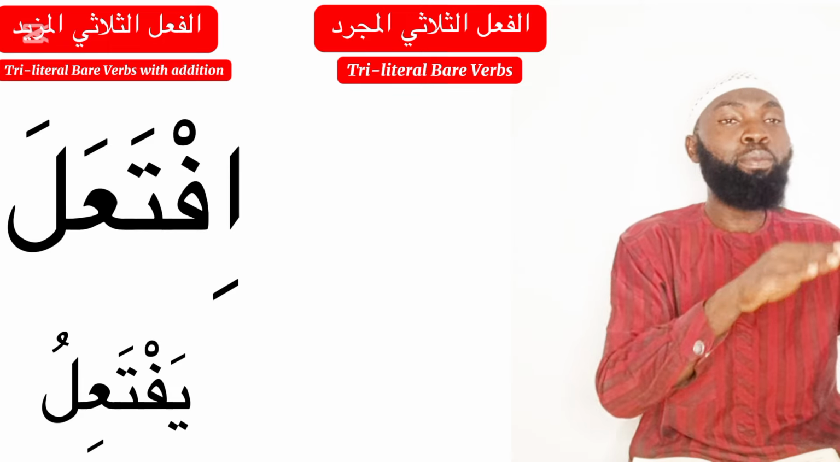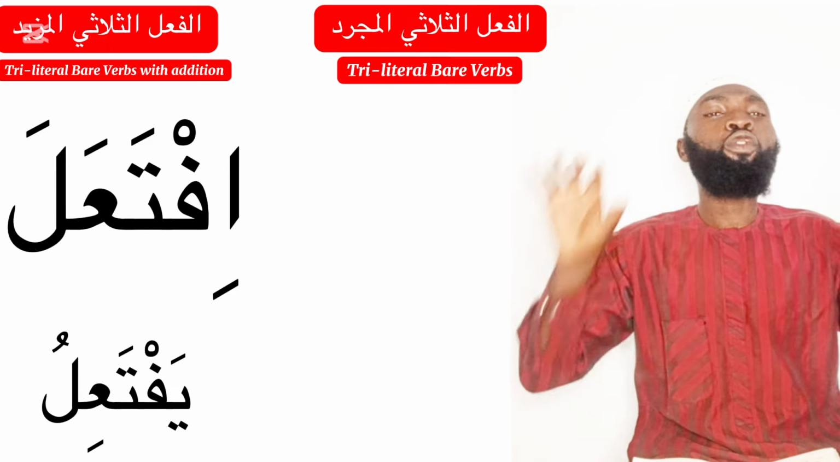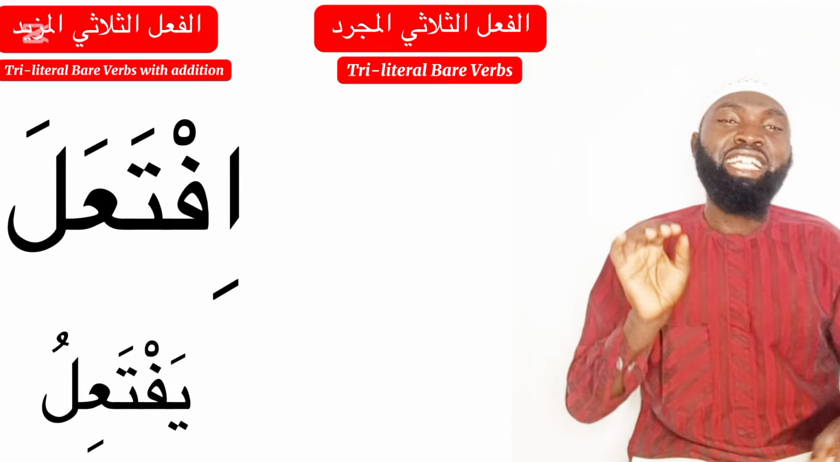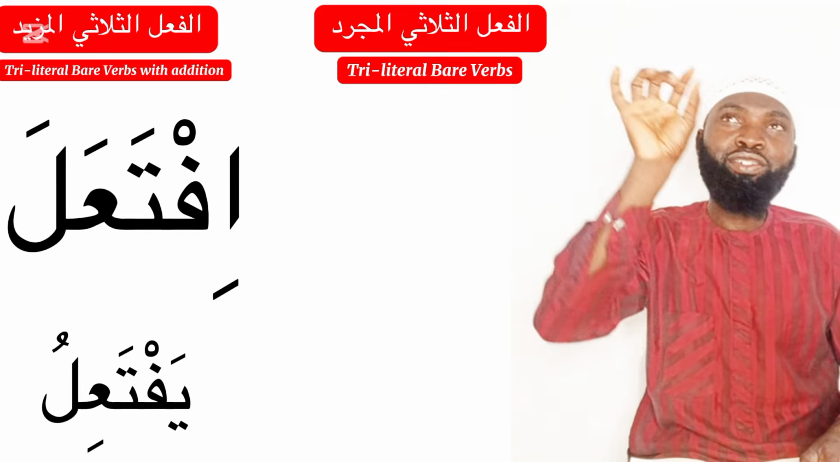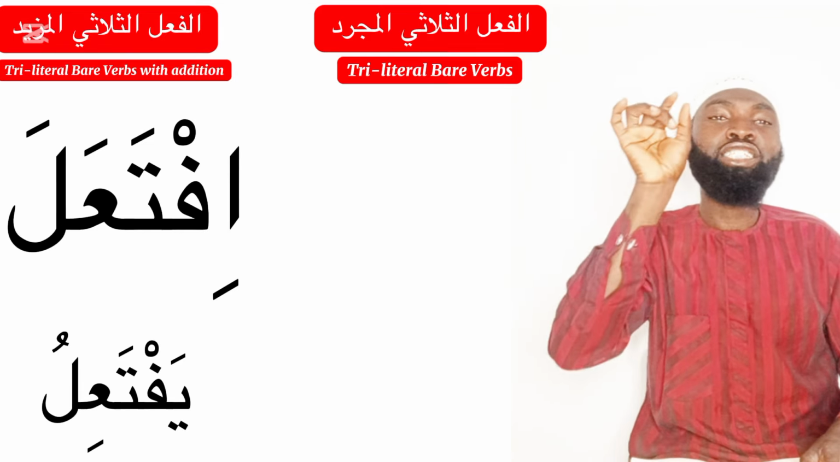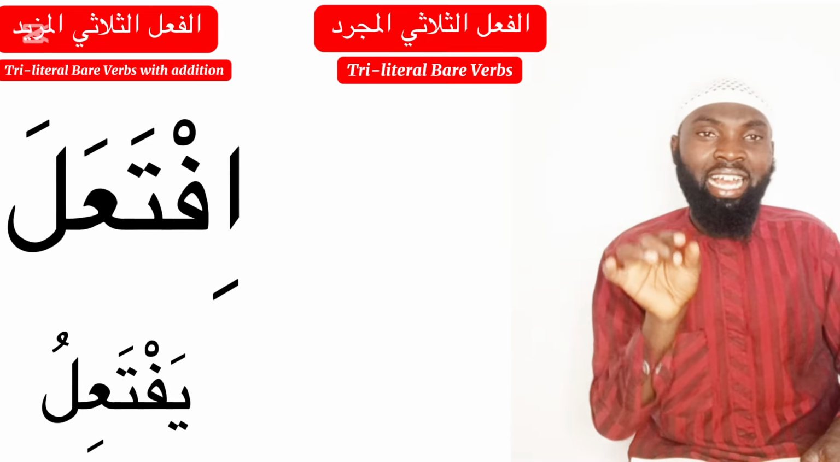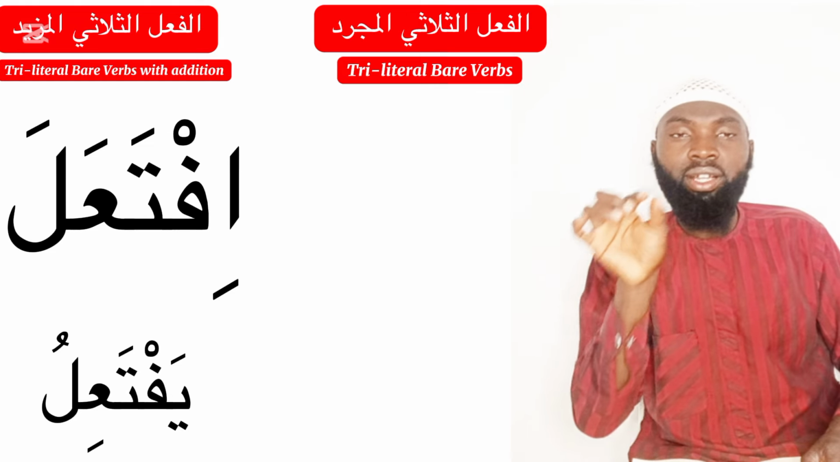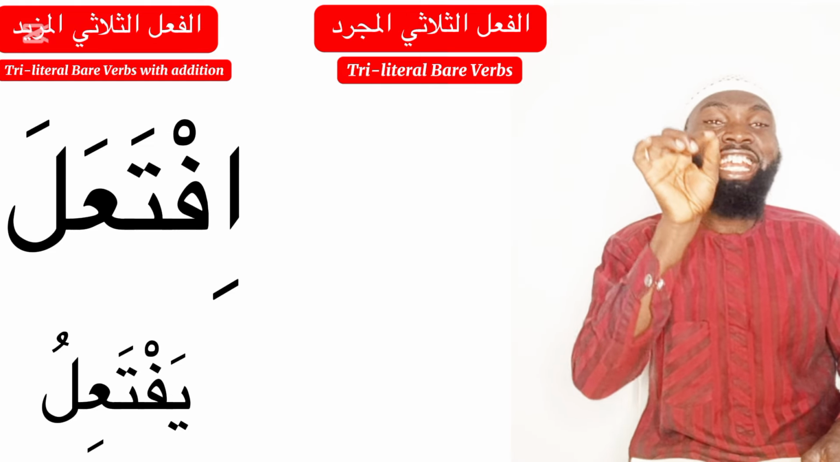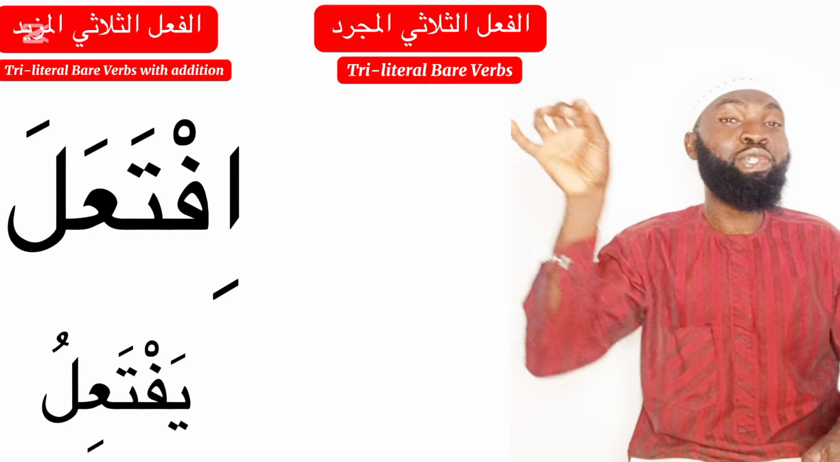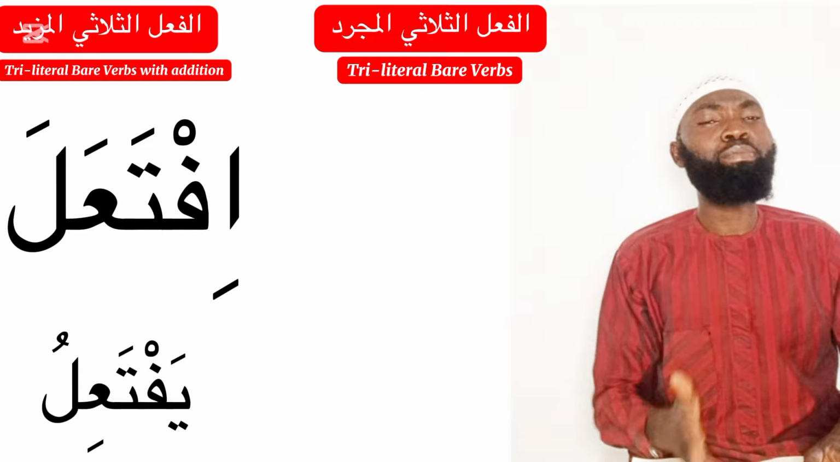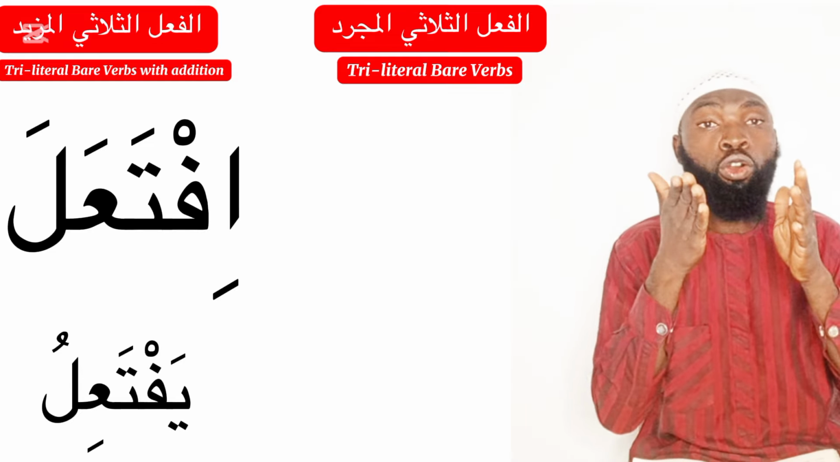So this is how to form the present tense. Now to form the command tense, all you need to do is, since we have ijtahada, just change the second letter to kasra. It becomes ijtahida. Then the last letter changes to sukun, becoming ijtahid. Ijtahid, which means struggle. Go hard.